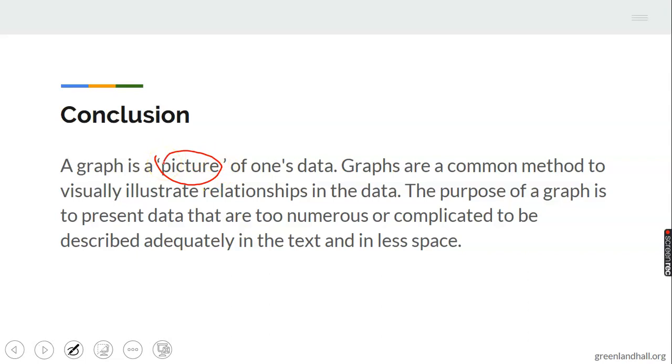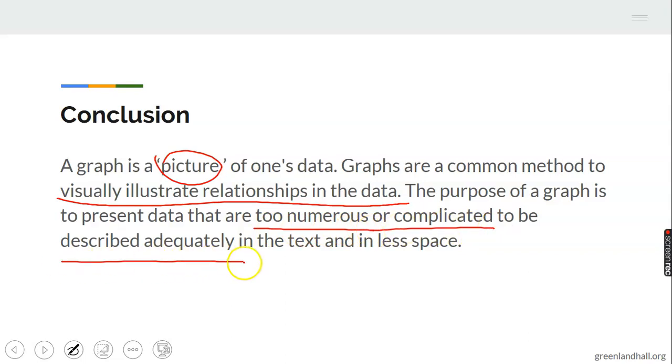Graphs are a common method to visually illustrate relationship in the data. You illustrate relationship in data. The purpose of a graph is to represent or to present data that are too numerous or complicated to be described adequately in the text and in less space. So when you see that something is too cumbersome, too numerous, too complicated, you make it explainable in less space.